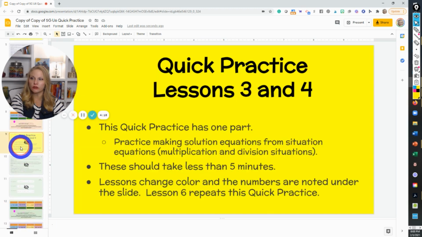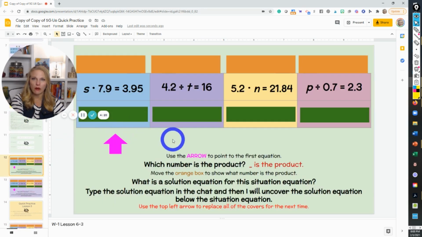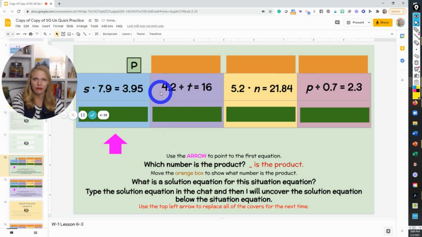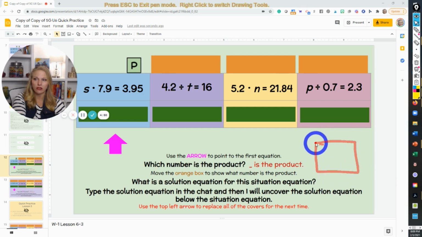Then you get down here to lessons 3 and 4, and you can see that now we've moved into multiplication and division. Boys and girls, read it with me. S times 7 and 9/10 equals 3 and 95/100. Boys and girls, what is the total? Think about it. Class, 3 and 95/100. We're right. The product is the total, 3 and 95/100. Boys and girls, what's the solution equation? So for this one, you might decide that you have an area model or a rectangle sections model, and we think about where the numbers would go on this rectangle model.